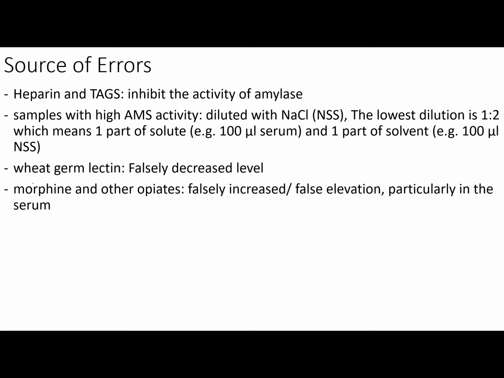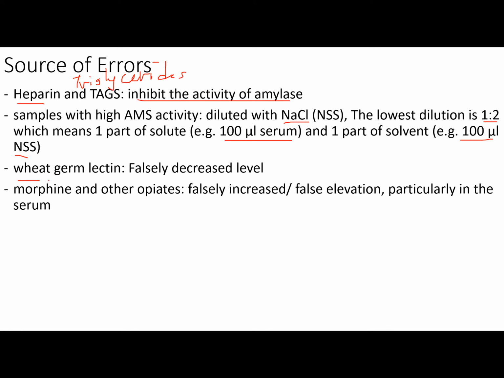Now, sources of error for amylase. Please take note that heparin and triglycerides would inhibit the activity of amylase. If your sample has very high amylase activity, you need to dilute it. You could use sodium chloride or NSS. The lowest dilution is 1 to 2. For a 1 to 2 dilution, you could use 100 uL of serum and 100 uL of NSS.